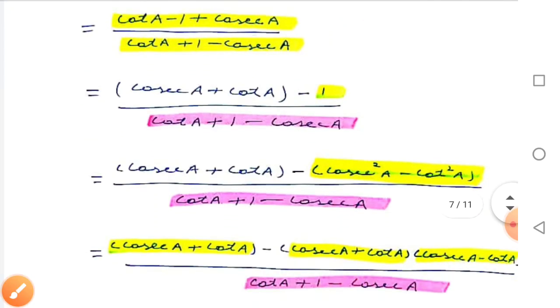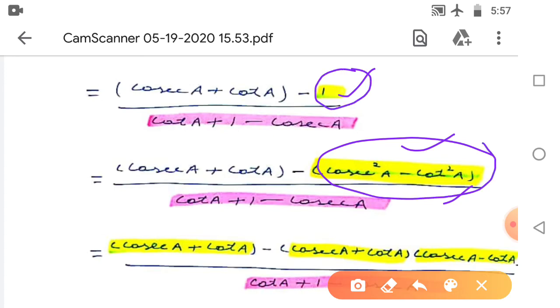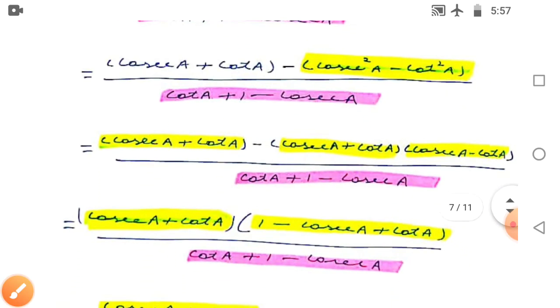Now, as we know the identity, 1 plus cot square A is equal to cosec square A. So what is 1? 1 is cosec square A minus cot square A. This is important. Instead of writing 1, we write cosec square A minus cot square A. Why? Because we know that 1 plus cot square theta is equal to cosec square theta, so cosec square theta minus cot square theta is 1. Clear?